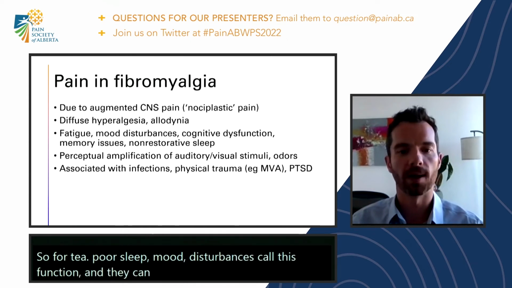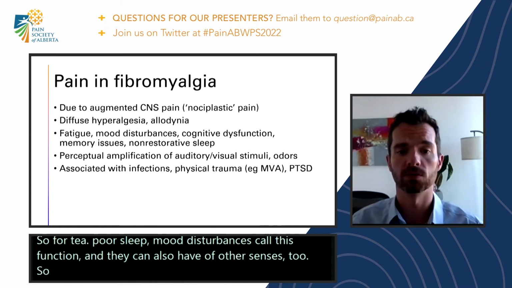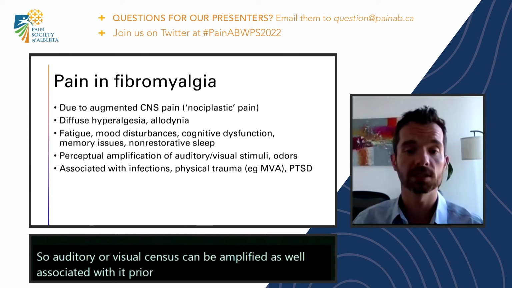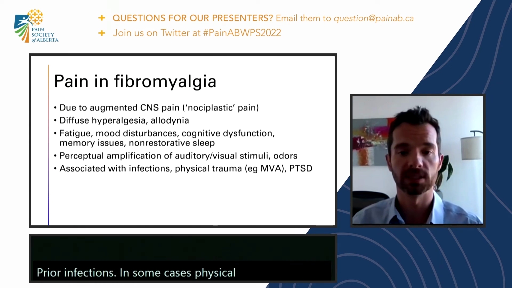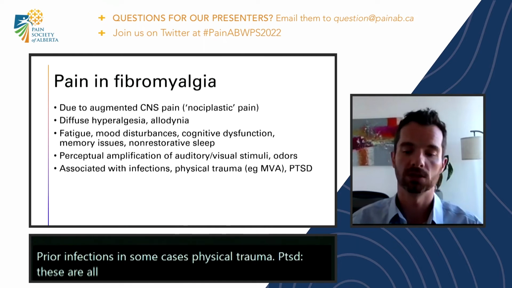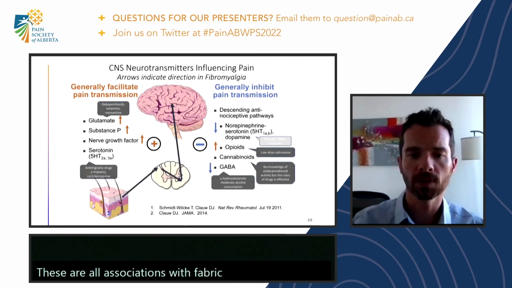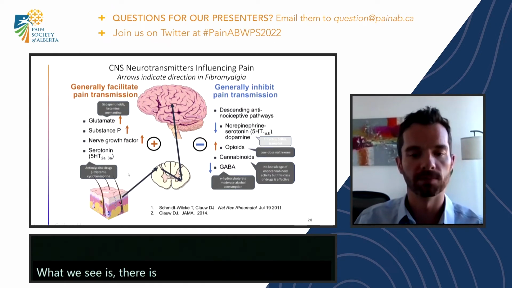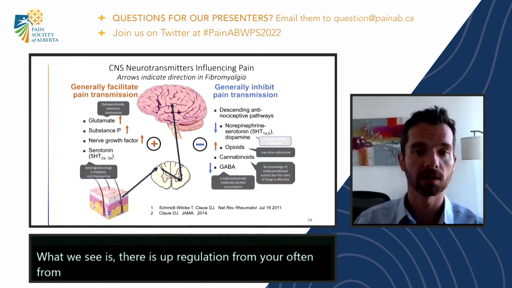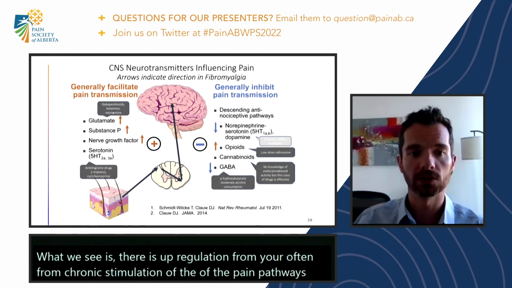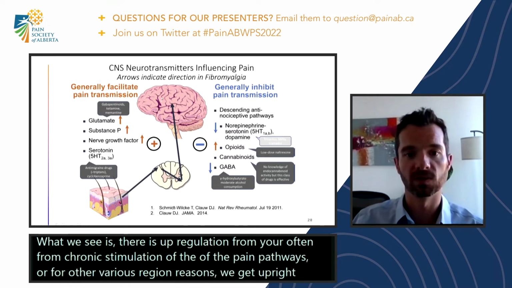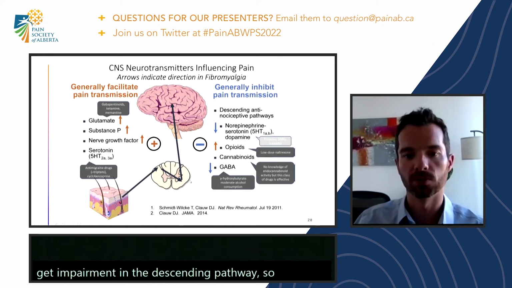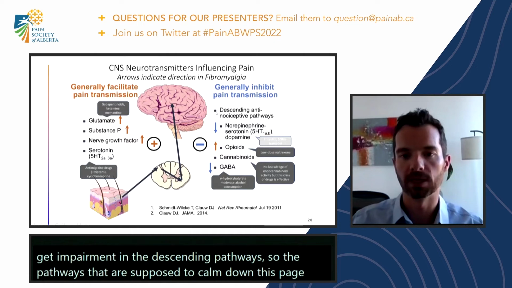And they can also have amplification of other senses too, so auditory or visual senses can be amplified as well. Associated with prior infections in some cases, physical trauma, PTSD. These are all associations with fibromyalgia. And again, going back to the pathways, we see upregulation, often from chronic stimulation of the pain pathways, or for other various reasons, in some of these ascending pathways, and then we get impairment in the descending pathways, the pathways that are supposed to calm down this pain response.